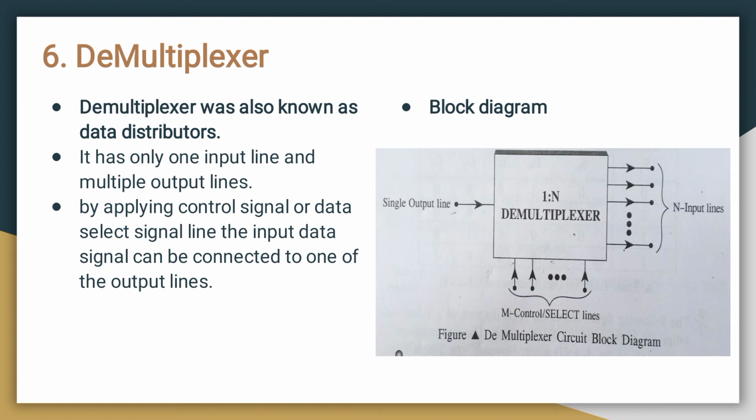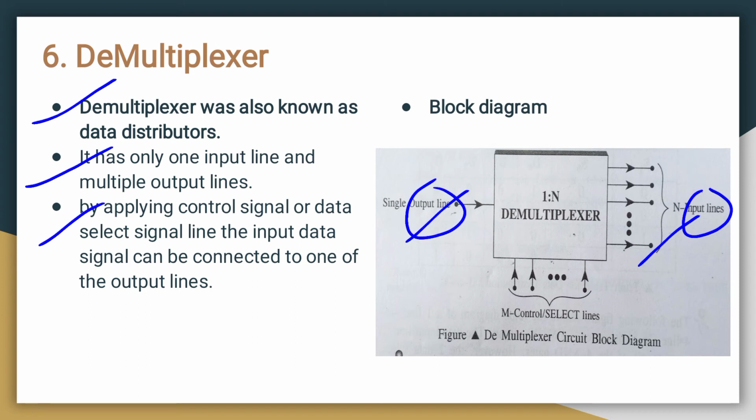So next topic is demultiplexer. Demultiplexer is also known as data distributor. So it has only one input line and multiple output lines. So see here, one input and multiple outputs. In this they defined output line and input line, so don't get too confused. There is only one input and then it has n outputs.